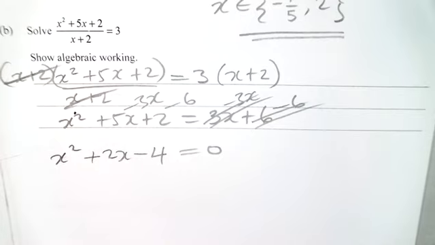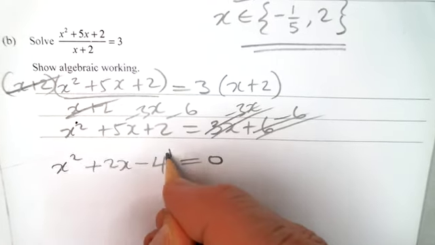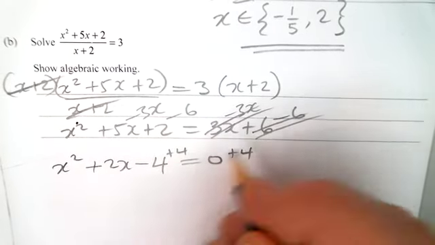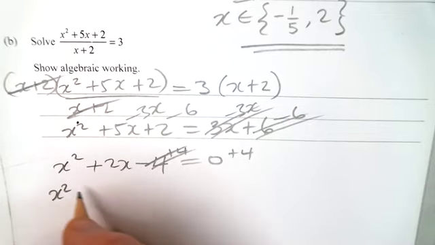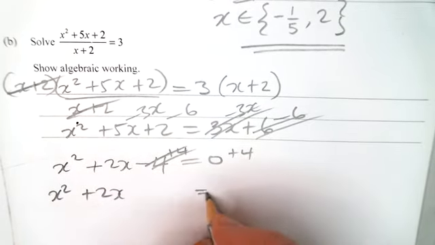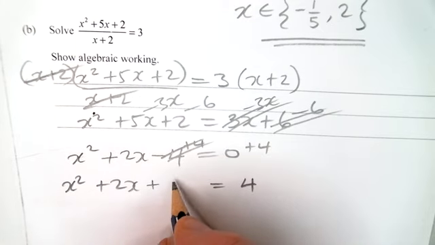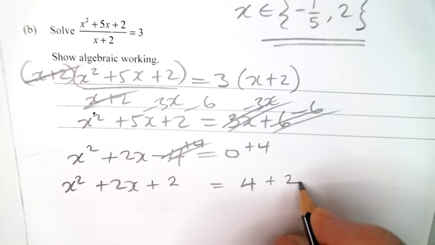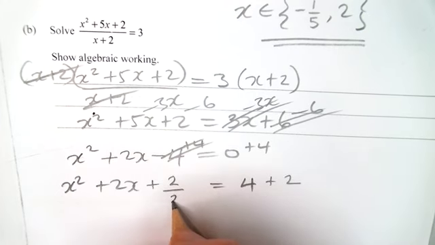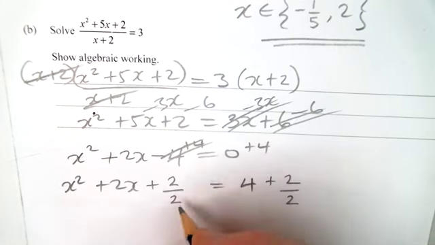So completing the square, nice and simple. First of all, I'm going to add 4 to both sides. So I'm going to now have x squared plus 2x is equal to 4. I'm going to take the b term, halve it, and add it to both sides. And I'm going to square the thing I halved.